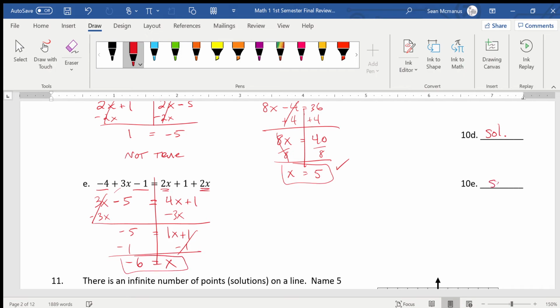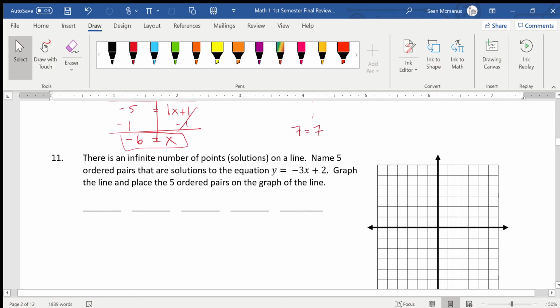So E did have a solution. So there were none there that had infinite solutions. Infinite solutions would be if I had the exact same thing on both sides. So if I have a problem and I work it all the way out and at the end I get something like 7 equals 7, that would be infinite solutions.